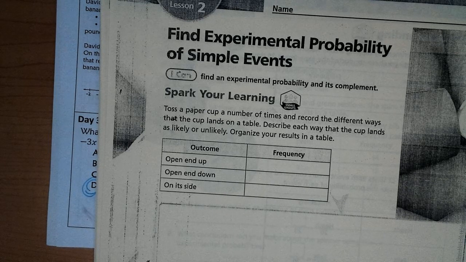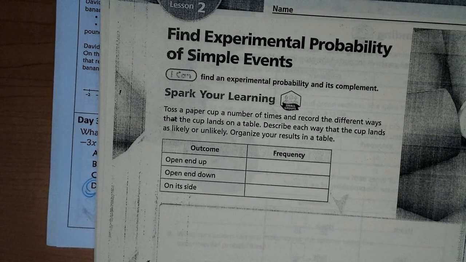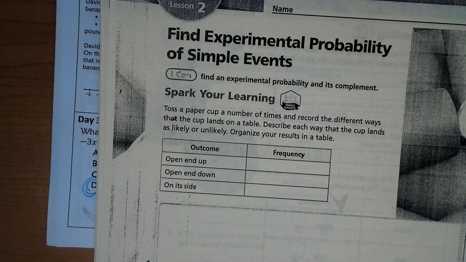All right, so our objective is to find experimental probability and its complement. So that means we're going to be doing some experiments today. We're going to be rolling some dice, or flipping a coin. We're going to be doing something to figure out what the probability is.